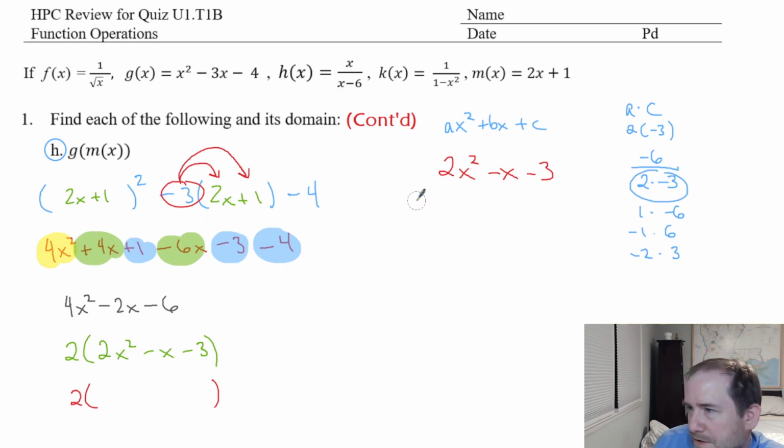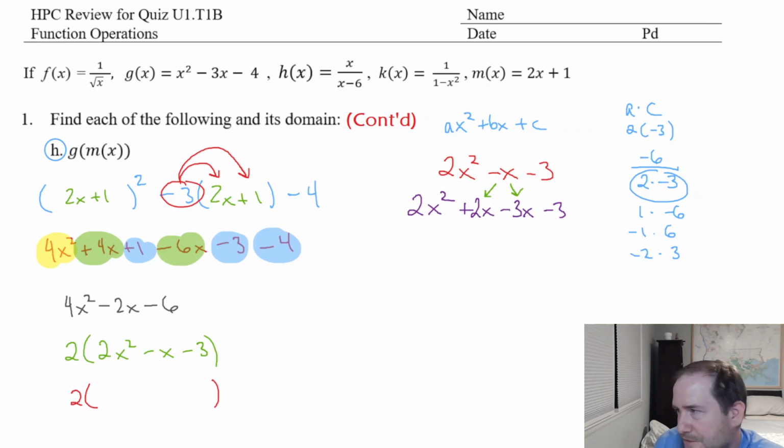So you probably learned to take this middle term and express it as the sum of these guys here. So plus a 2x minus a 3x, and then the minus 3. So you're literally splitting that middle term. And the positive 2x minus 3x is equal to negative x, so we haven't changed anything.